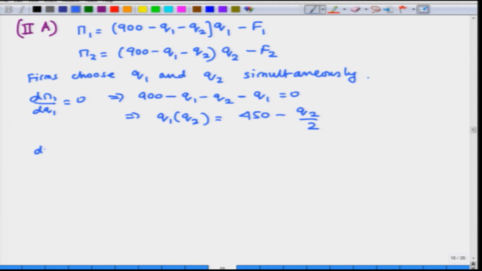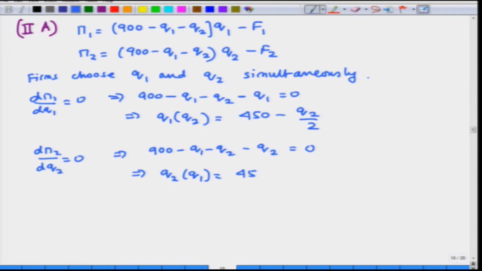Similarly, for firm 2, if I set d pi 2 dq2 equal to 0, I would again have, from the profit function of firm 2, 900 minus q1 minus q2 times the derivative of q2, which would give me 1, plus q2 times the derivative of the first term, which would give me a minus 1. So, that is a minus q2, which is equal to 0. So, that would then give me q2 as a function of q1, which is equal to 450 minus q1 by 2. So, essentially I have two reaction functions or best response functions.